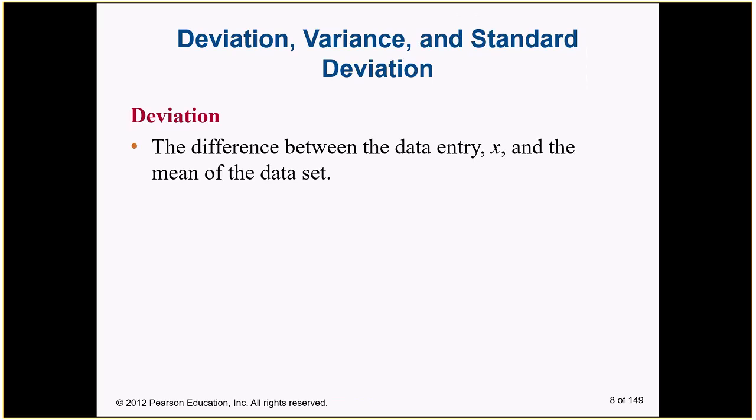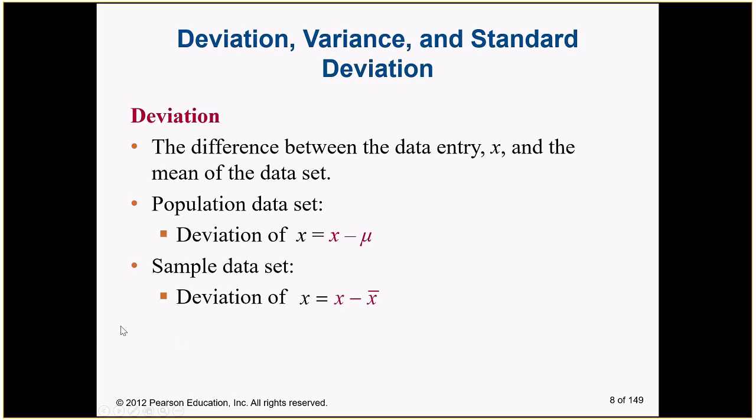So what does that mean? Let's see. So for a population data set, the deviation of X is X minus mu. Remember that mu is the mean of a population. And for a sample, it's the same thing. It's just that now we have the particular value of X minus the X bar, which is still the mean or the average. So I'm just going to highlight that for you. So the difference between the data entry X and the mean of the data set.